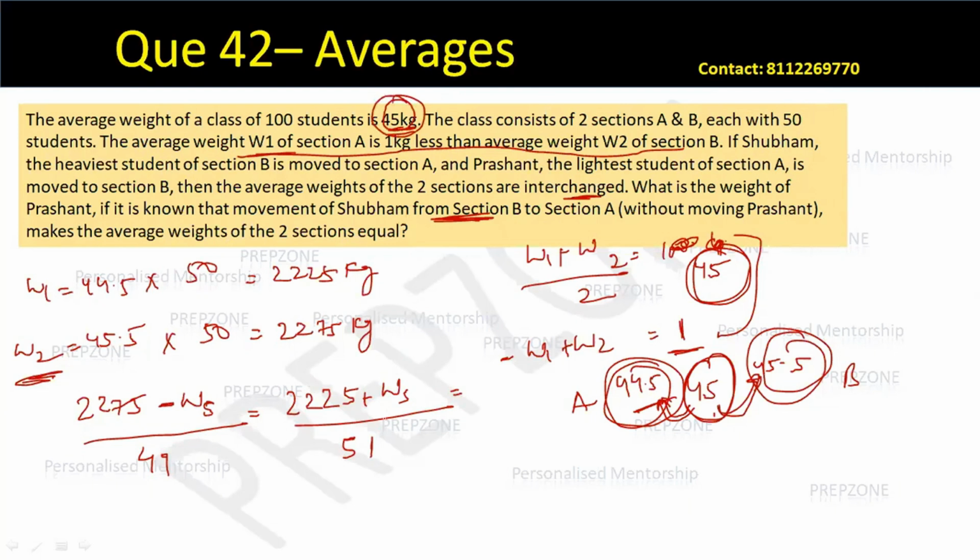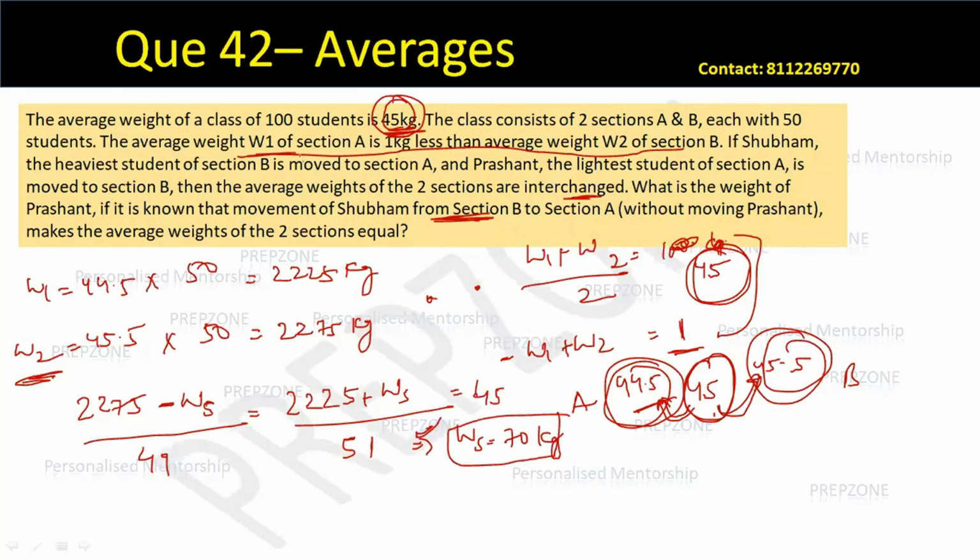And now we are saying that after this shifting, the average weights of both of these sections are the same, which means if two entities have the same average weight, it has to be equal to my overall average. This should be equal to 45 kg. Now you just solve this and you will get the weight of Shubham. I think it basically comes out to be 70 kg. 70. Correct. You clear it? So now I know the weight of Shubham is 70 kg.